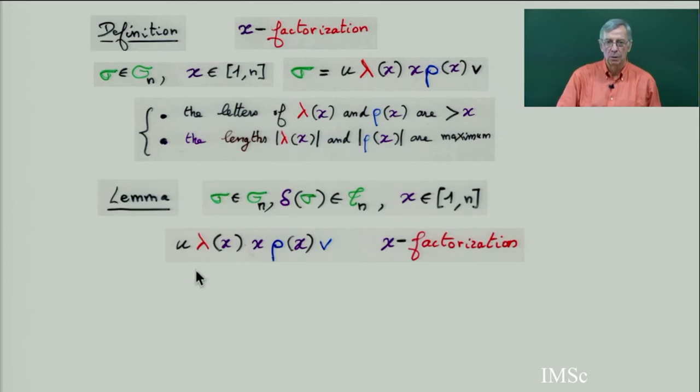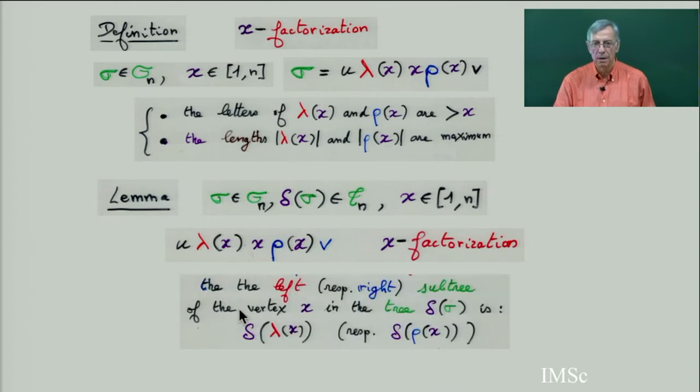And there is a certain lemma too: if you have a permutation and the corresponding increasing binary tree, and you get the factorization, then the left subtree and right subtree, which are related to the vertex X inside the binary tree, are exactly the déployé of this factor lambda of X and this factor rho of X.